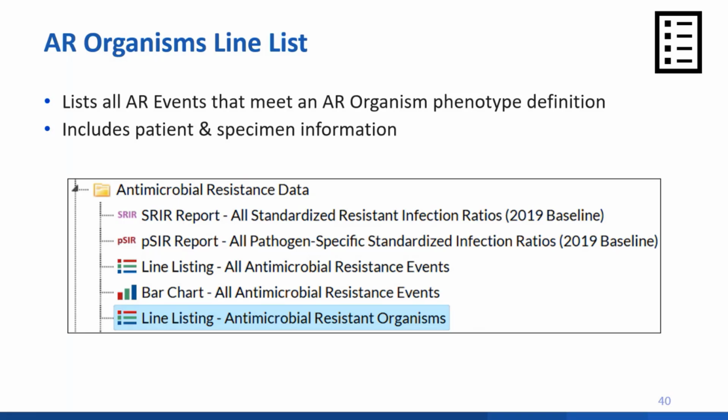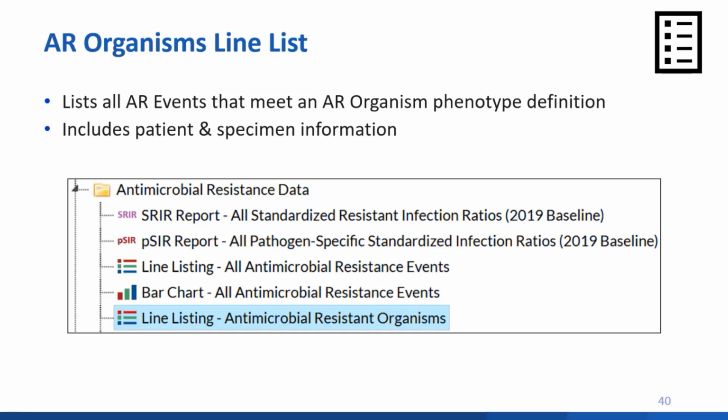We have specific reports for those events that are defined as AR organisms. In other words, you uploaded AR events with drug susceptibility testing information, and NHSN has flagged those events that met the AR option phenotype definition, such as MRSA, CRE, etc. The AR organisms line list lists all the AR events that meet an AR organism phenotype definition. This report includes patient and specimen information. If you're interested in reviewing all the AR events that meet the MRSA phenotype definition, for example, this will be a good report to run.